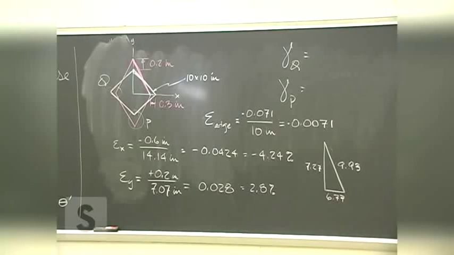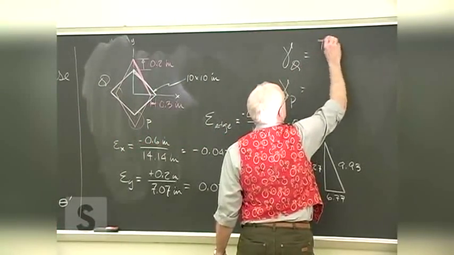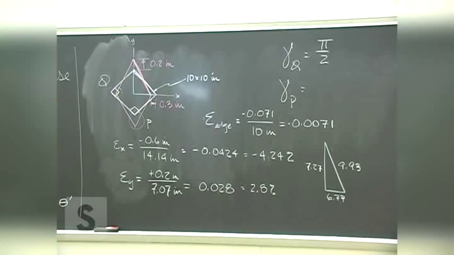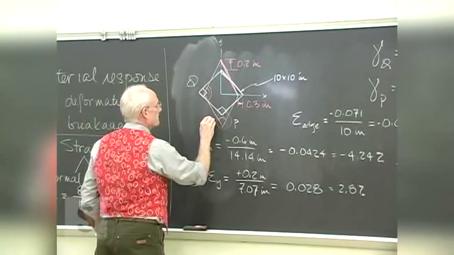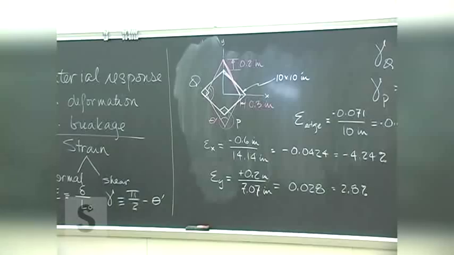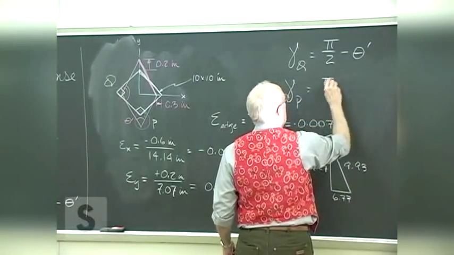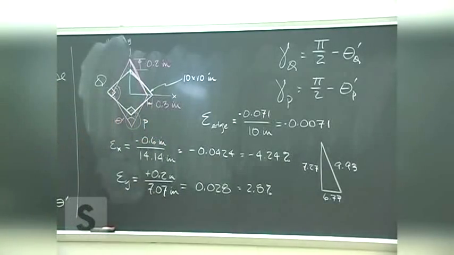What about the shear strains? Q is plus 4.08. Remember, the shear strains is the departure of a 90-degree angle, which we have at both places P and Q, so all we need after that is the angle that they make now at those corners. That's the theta prime, and then the difference in those two is the shear strain. Purely a geometric strain.